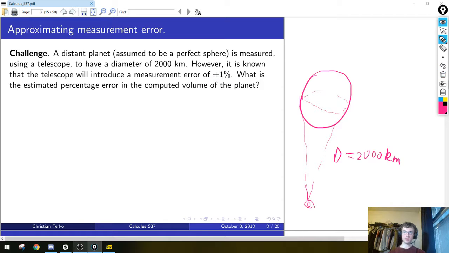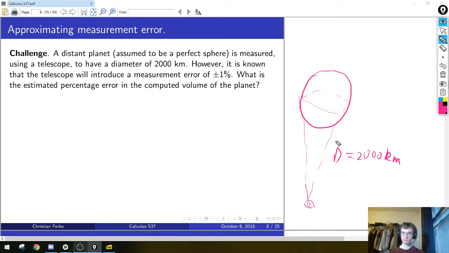It could be 1% bigger, 1% smaller. So I'm going to signal a strategy here by using the word estimated. What is the estimated percent error in the computed volume of the planet, not the diameter? If you know the error in the diameter, what's the estimated error in the volume? Good. So what should we do?